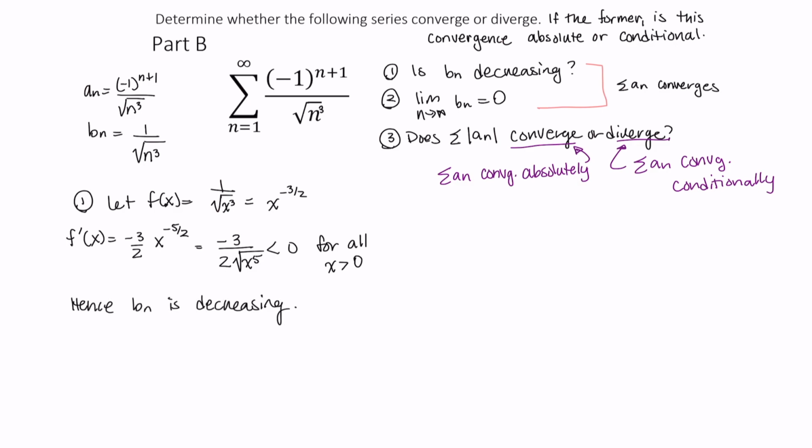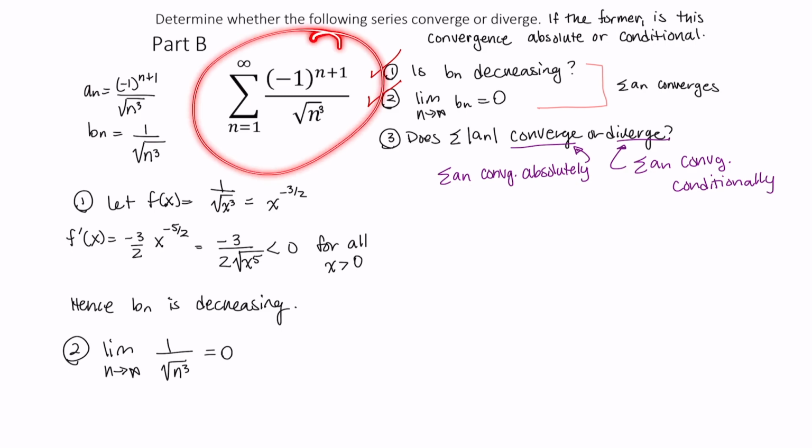All right, let's look at number 2, this limit. So the limit as n approaches infinity of 1 over the square root of n cubed, that is definitely equal to 0. Okay, so we've checked off 1 and 2. So we definitely have a convergent series here. That is, this is convergent by the alternating series test. Now we need to know if that convergence is absolute or conditional. So let's take a look at number 3 here.